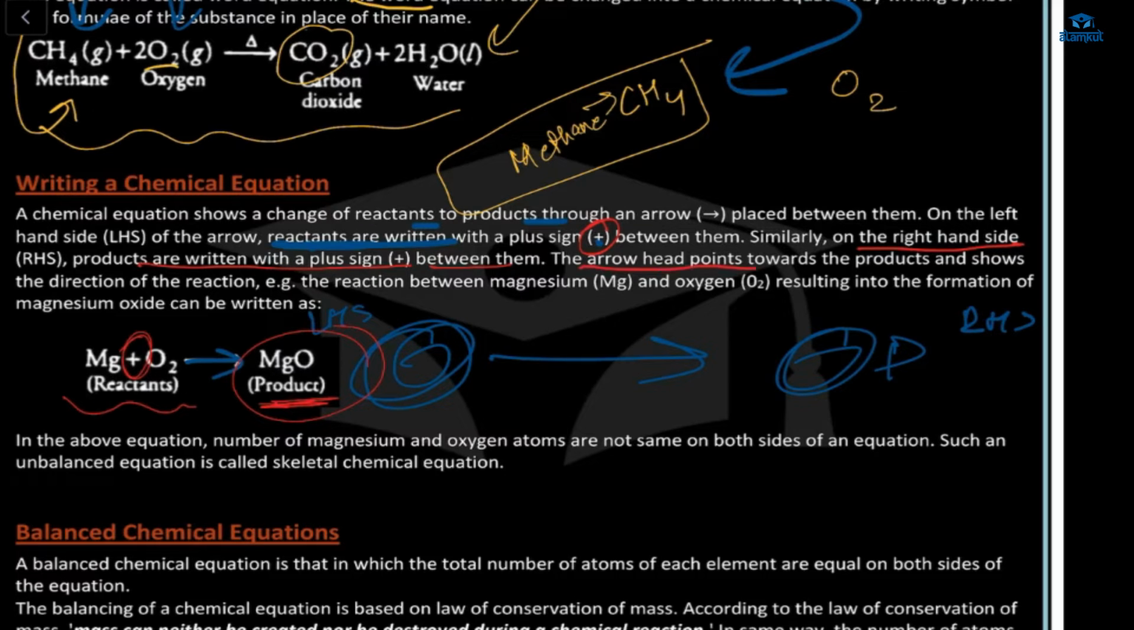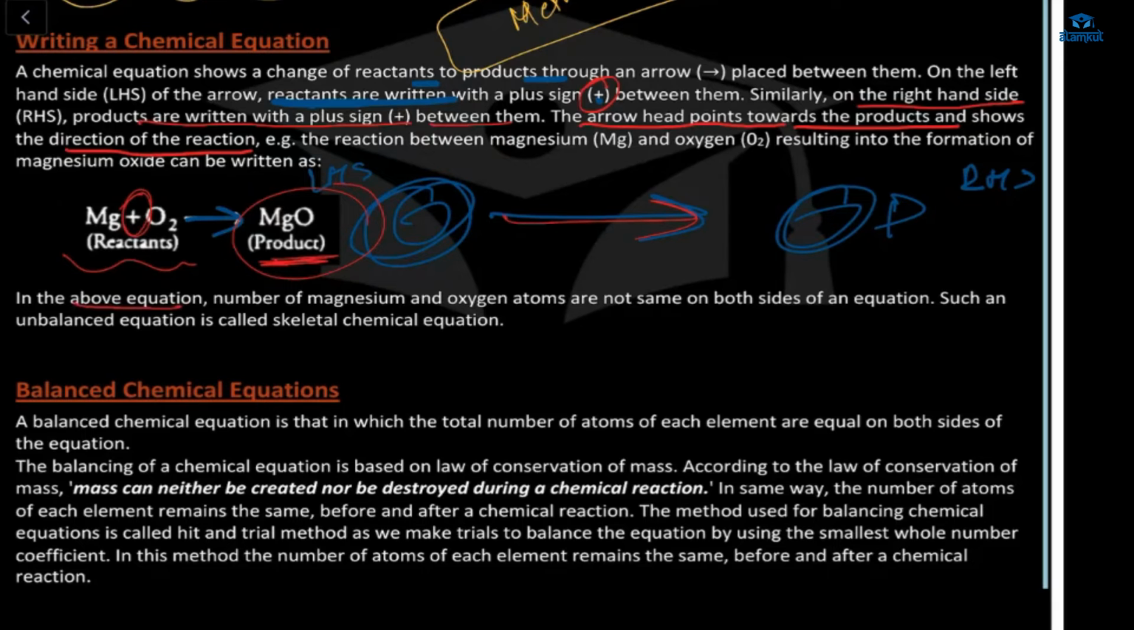Now the arrowhead points towards the products and shows the direction of reaction. Arrow shows what, Navya? Direction of reaction. Yes, very good. Direction of reaction, because Mg and O2 is combining to form MgO. Some reaction is happening. With the help of the arrow, we get to know that the two reactants are combining to form a single product. Correct? Now in the above equation, the number of magnesium and oxygen atoms are not the same. Here we have one magnesium and one oxygen. Here we have one magnesium and two oxygen.